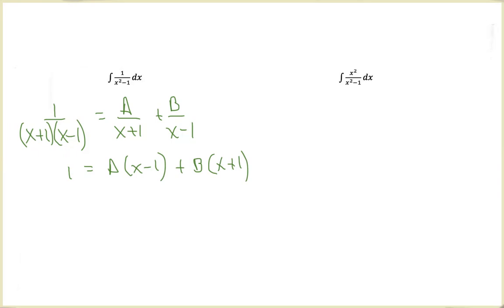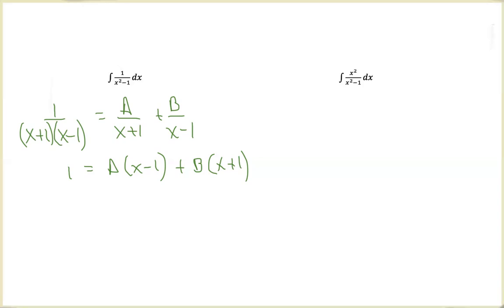In order to add those fractions, you have to have common denominators. So the fraction with the a in the numerator, you're multiplying it by x minus 1 over x minus 1. And the one with the b in the numerator, you're multiplying that by x plus 1 over x plus 1. And then all we're doing is focusing on the numerators of each of the terms in the equation. So we end up with 1 equals a times x minus 1 plus b times x plus 1.